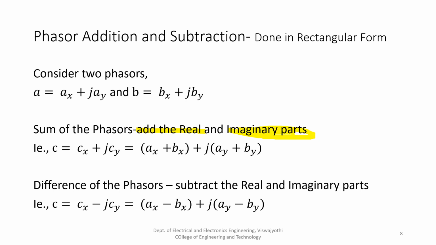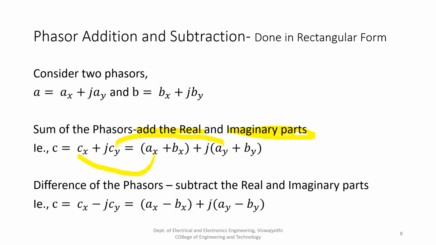That is, the new phasor C equals cx plus j cy, which is equal to ax plus bx plus j times ay plus by. That is, cx is equal to ax plus bx, and cy is the sum of the imaginary terms of the phasors A and B.